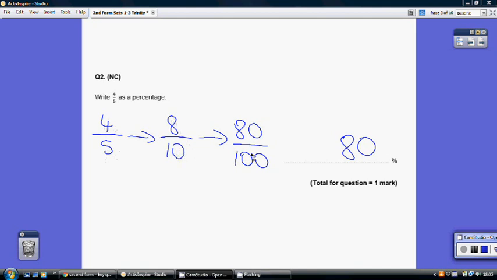Now in order to convert this to being out of 100, we now have to multiply by 10. 8 times 10 is 80. So 4/5 is the same as 80 over 100, which is 80%.